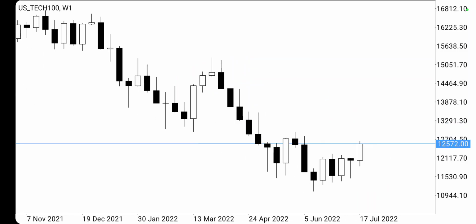So remember I said this is a second attempt to break the trend line, because the last time we came here I said no, it seems like we're going to get rejection, and we did get rejection.